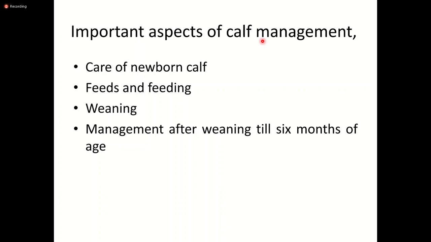So, what are the important aspects of calf management? We already discussed these things, just to refresh, right? As soon as they are born, we have to take care of them, because these are newborn calves, so they do not have any exposure to the outside environment until they are born, right? So we have to take care of them. We have to feed them, we have to wean them. Then we have to manage them after weaning, maybe from 3 months to 6 months, maybe 9 months in some cases, if they need any special care. So we have to take care of them.